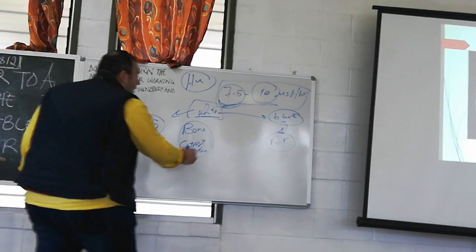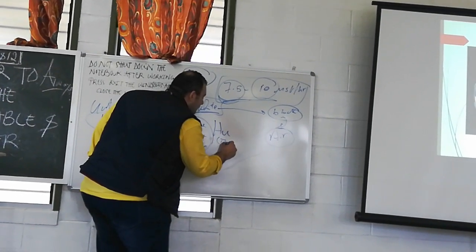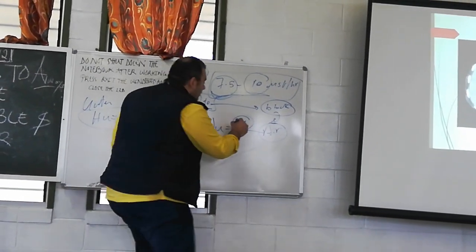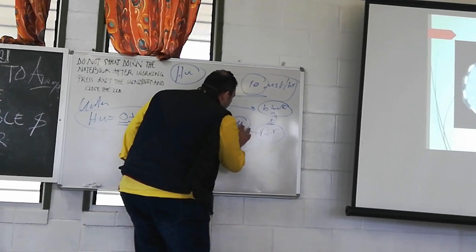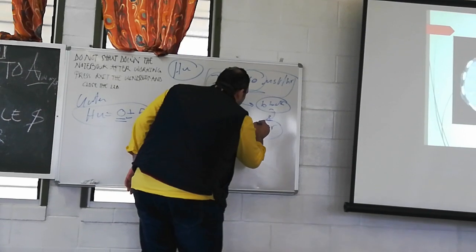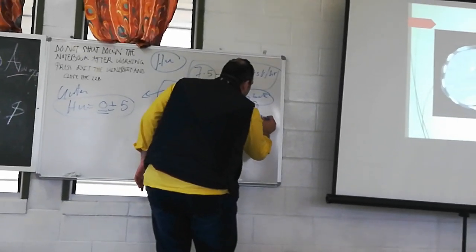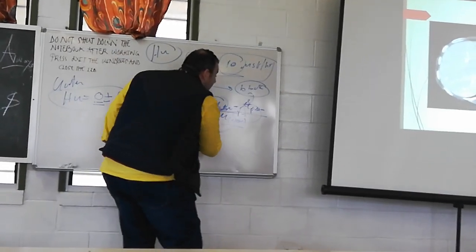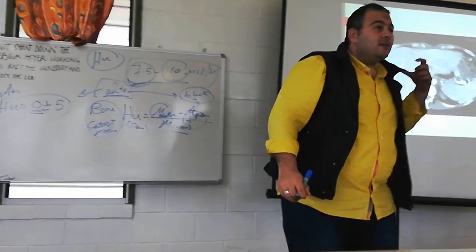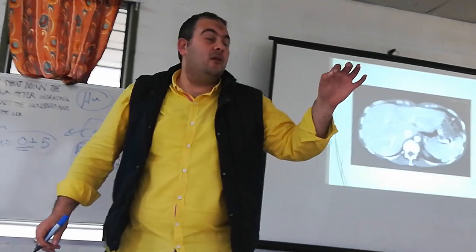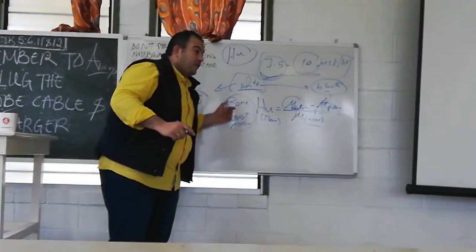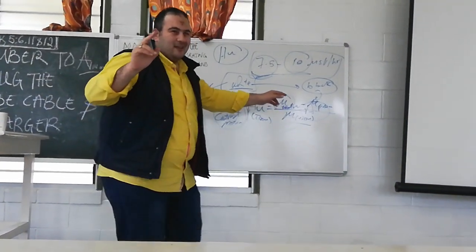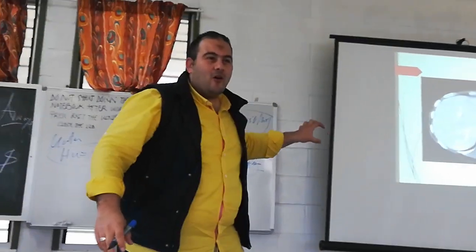Because if you want to calculate the Hounsfield unit for any tissue, by this equation: the attenuation coefficient mu for water minus the attenuation coefficient of tissue, divided by the attenuation coefficient of tissue. By this equation, you can calculate the Hounsfield unit. The Hounsfield unit for water is 0, but the attenuation is not 0.